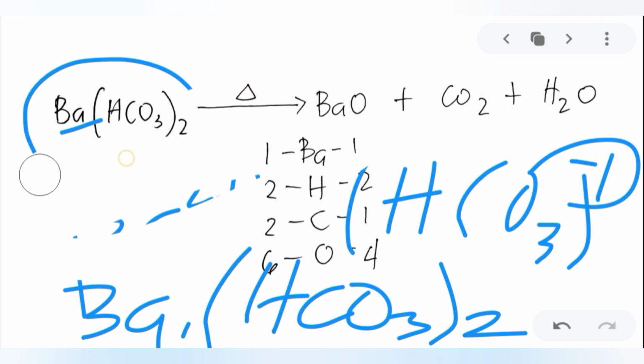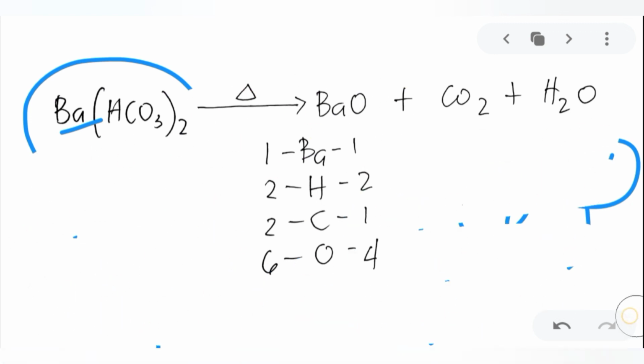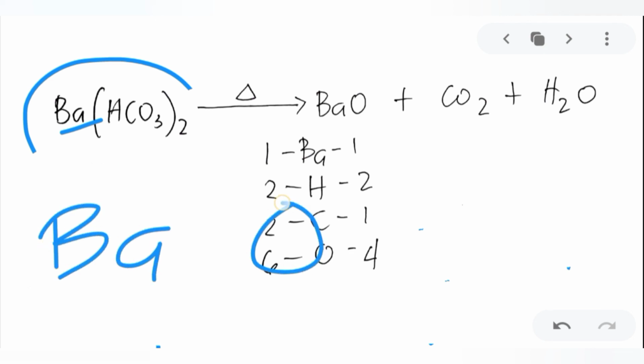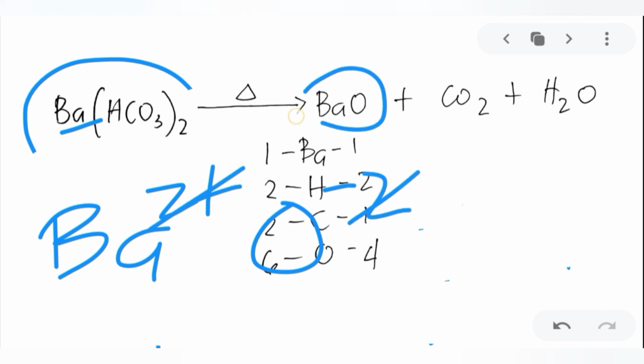And then when heated, every hydrogen bicarbonate with the exemption of 1A metals will yield an oxide, a carbon dioxide gas, and then water. So meaning to say we have to react the barium or the cation with the oxygen. The charge of barium is 2 plus. The charge of oxygen is negative 2. Cancel, you will have this formula, and then automatically carbon dioxide gas and then water.